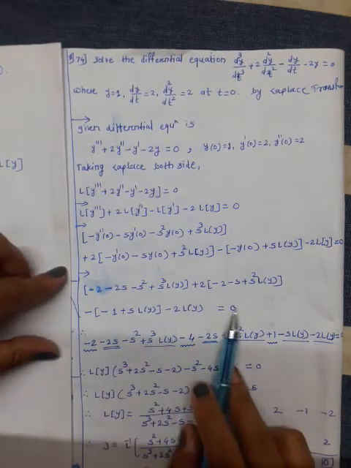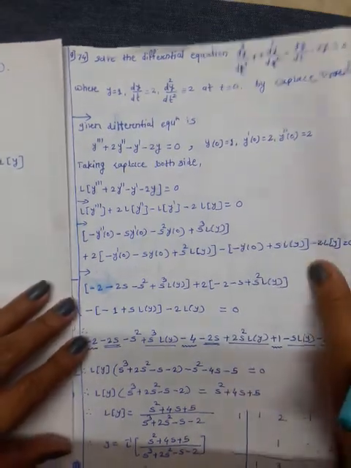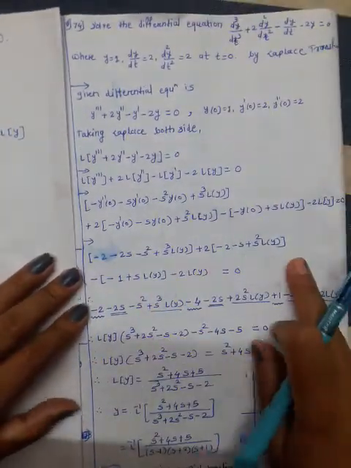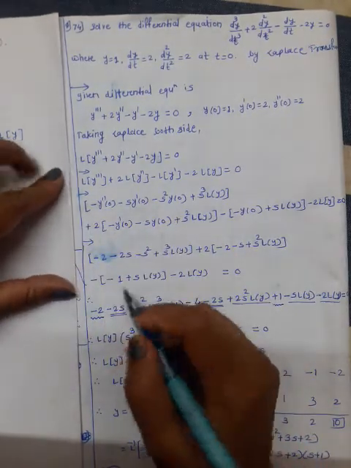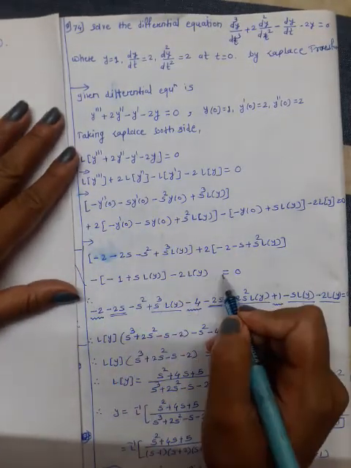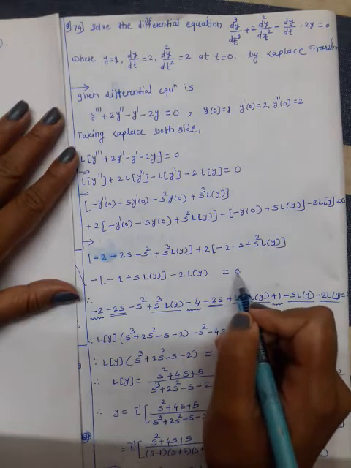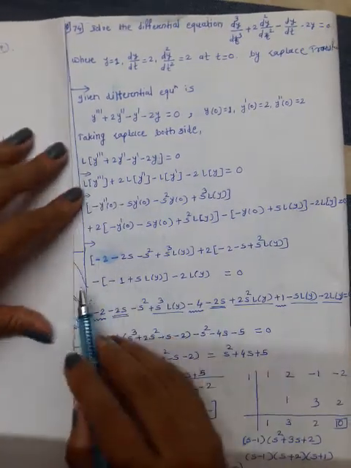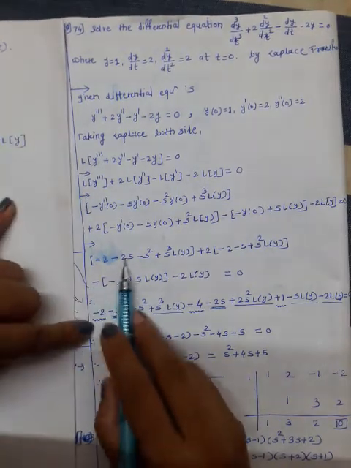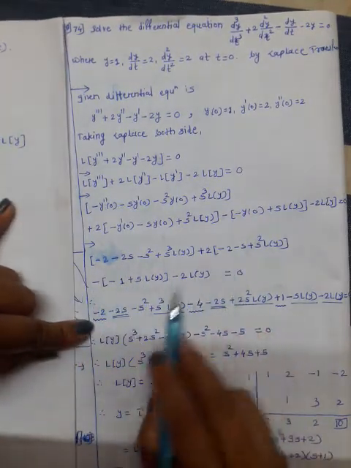We get this equation. Try to write down the equation in one line if possible. Otherwise write it one by one, and on the second line write down the equation equal to 0. Now simplify this. This is minus 2 as it is. Simplify means remove all the brackets.